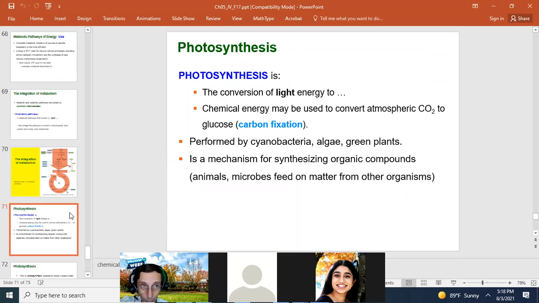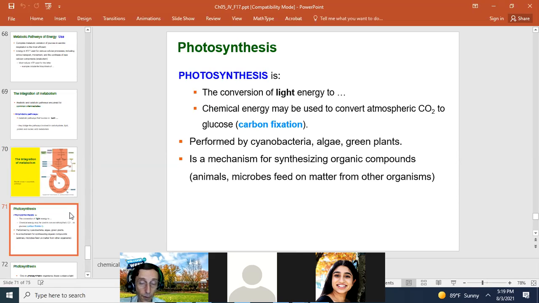And obviously there's more than one way, but we're going to talk about photosynthesis. We could talk about chemosynthesis, but I'm not going to. Photosynthesis is the conversion of light energy to chemical energy. And it could be the conversion of light energy to the energy stored in ATP or the energy stored in glucose. Chemical energy may be used to convert CO2 to glucose, and that we call carbon fixation.